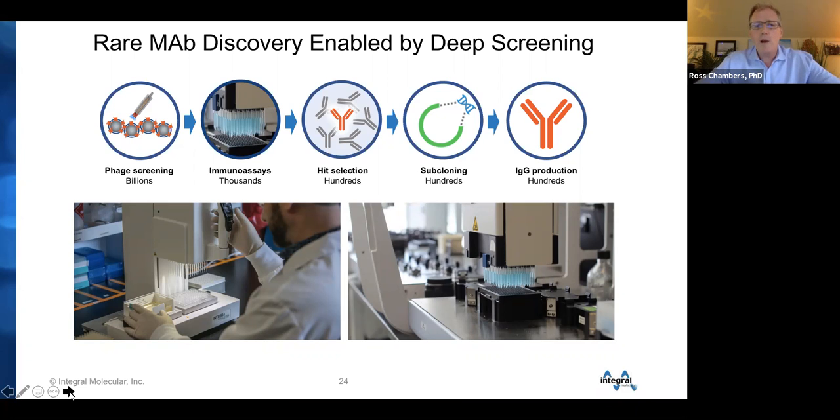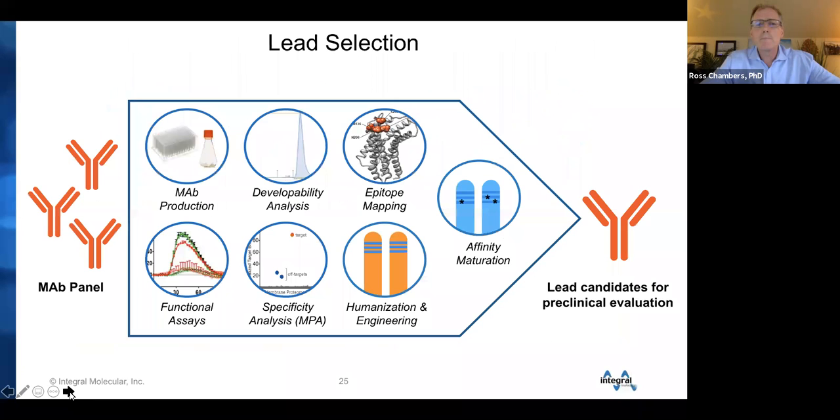Then once we've identified those hits, we'll use the robotics again to pick all those clones and format them. And then for functional antibodies, we often need purified IgG. So we've developed a system that enables us to subclone on a high throughput basis hundreds of genes into an IgG format, and to express and purify hundreds of IgGs.